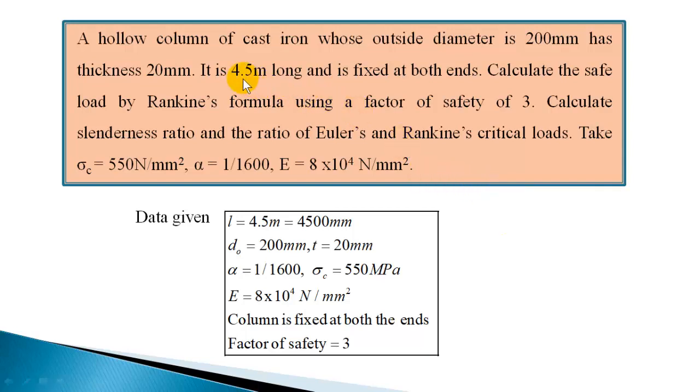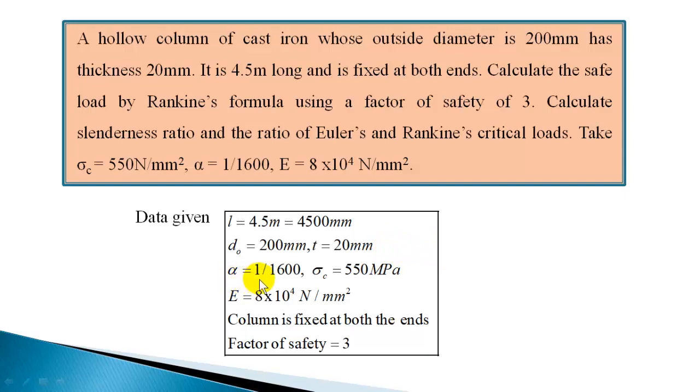So it's a column 4.5 meter long and fixed at both ends. Its outside diameter is 200 mm and thickness of the metal is 20 mm. Now you have to use both Rankine's and Euler's formula and compare them. So you are given length as 4.5 meter or 4500 mm. D naught, the outside diameter, is 200 mm and thickness is 20 mm. From that you can find the inside diameter as D naught minus 2t.